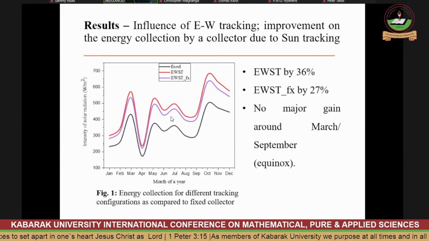As you can see from figure 1, there is no major gain around March and September, when the sun is almost overhead, crossing the altitude overhead of Dar es Salaam while moving to and from the north of Dar es Salaam. So that is figure 1, showing the result of the theoretical part of my study.